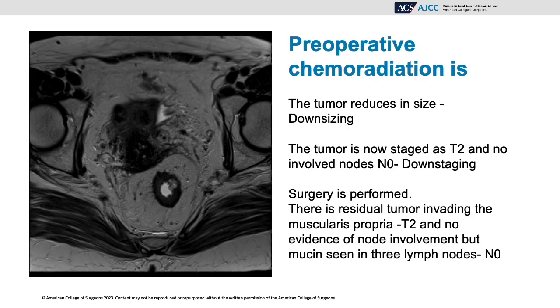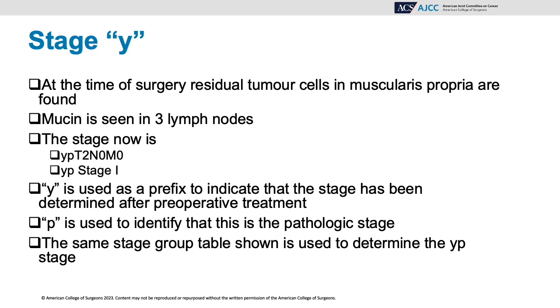The tumor might be downsized. So originally it was one size and now it's smaller. The tumor is now staged as T2 and there are no involved nodes. An operation is performed and there is residual tumor, but no evidence of lymph node involvement. Therefore, after the treatment, the patient is N0. So at the time of surgery, residual tumor cells are seen, mucin is seen in 3 lymph nodes. The stage is now yP, T2, N0, M0, and yP stage 1.